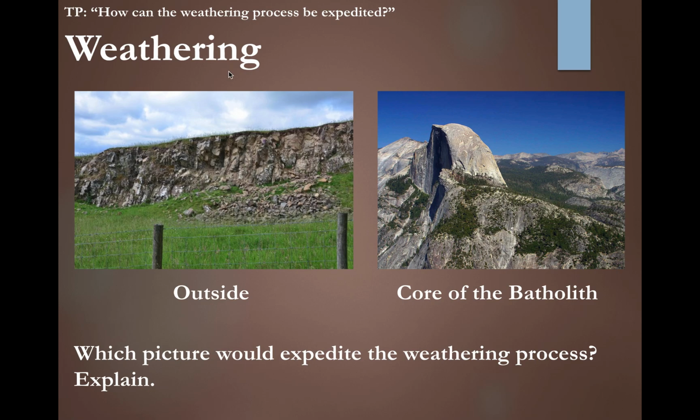Let's go into the last point. Here we have outside and the core of the batholith. Which picture would expedite the weathering process? So the word core means the center of. Right, so we're looking at the center of this big granitic batholith. Now this batholith here is a famous batholith in Yosemite National Park called El Capitan. So the core is kind of down here near the center of this big granitic batholith.